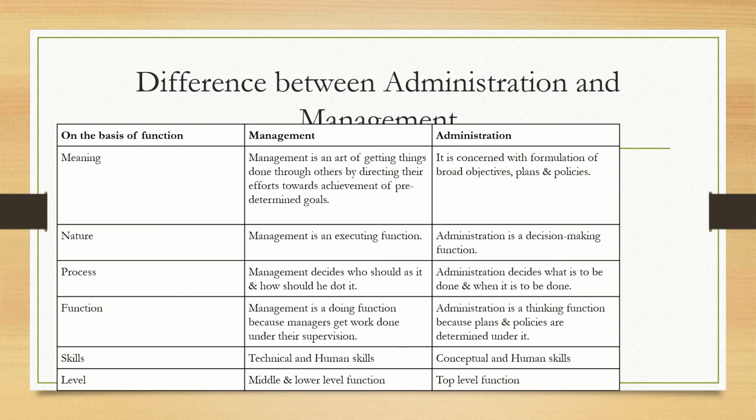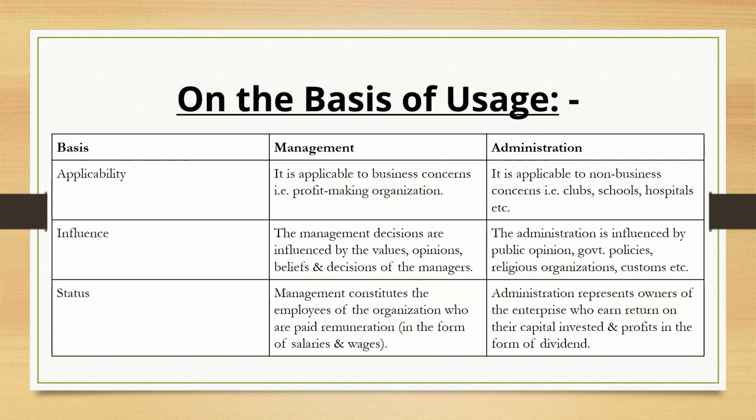Management under the level, you can see a middle level management and a lower level management function. But when it comes to administration, it's all about top level management. Now, on the basis of usage, management and administration are being differentiated. Applicability: it is applicable to business concerns, that is profit-making organizations. When it comes to administration, applicability is to non-business concerns also, it could be like clubs, schools, hospitals, etc.